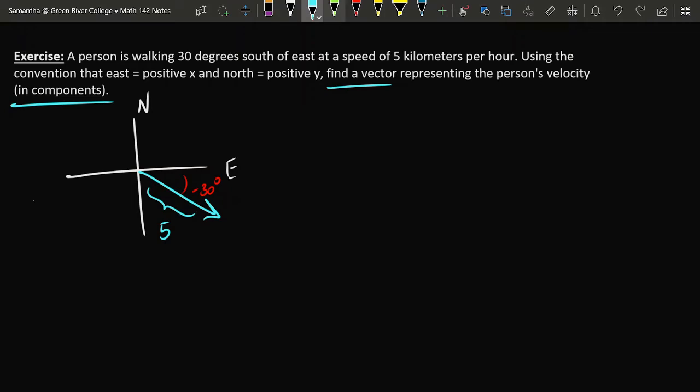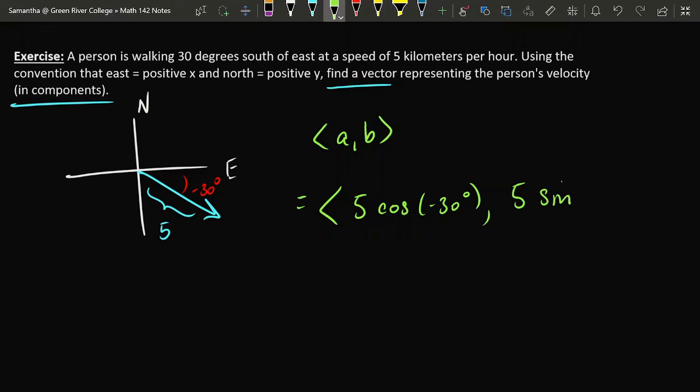To represent the velocity, all I have to do is use the formula that gives me the components of a vector given its magnitude and its angle. The components of this velocity vector are equal to 5 times cosine of negative 30 degrees, 5 times sine of negative 30 degrees, and based on our reference circle, this would be equal to 5 times square root 3 over 2, negative 5 divided by 2.